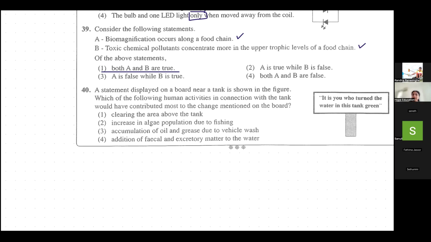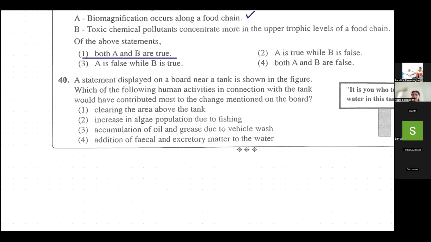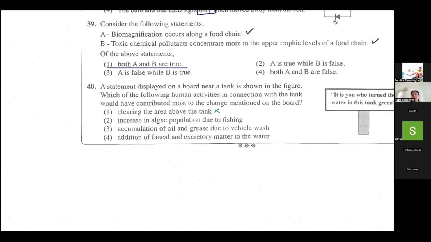Clearing the air above the tank, that will not have any impact on this. Podi impact එකක් හරි තියෙන්න පුළුවන්, but not a big impact. Increase in algae population, that is not because of fishing. And also increase in algae population එක නෙවෙයි අපි කරපු වැඩේ. අපි කරපු දෙයක් හින්දා වෙච්ච දෙයක් තමයි increase.